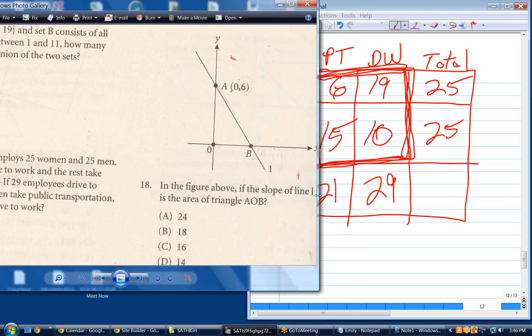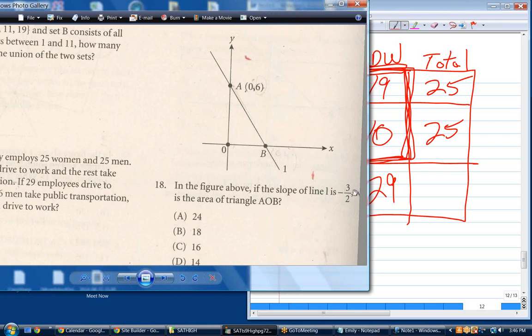Oh, I didn't photograph the very right side of that.